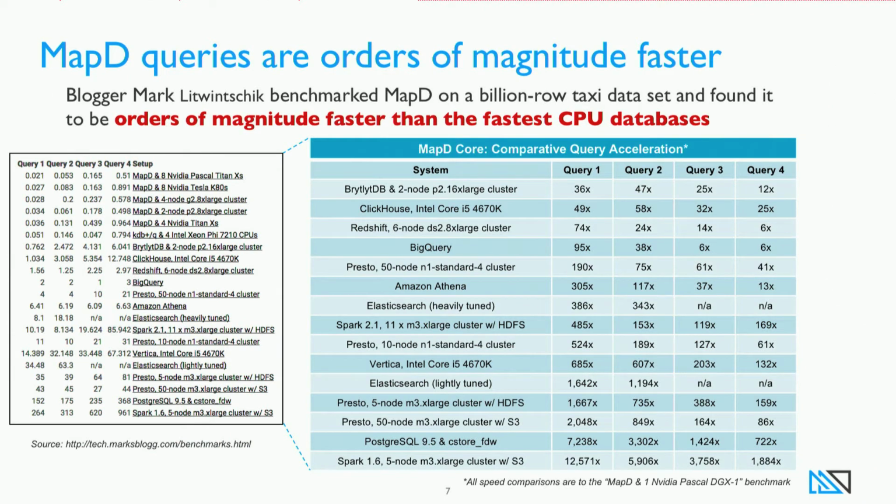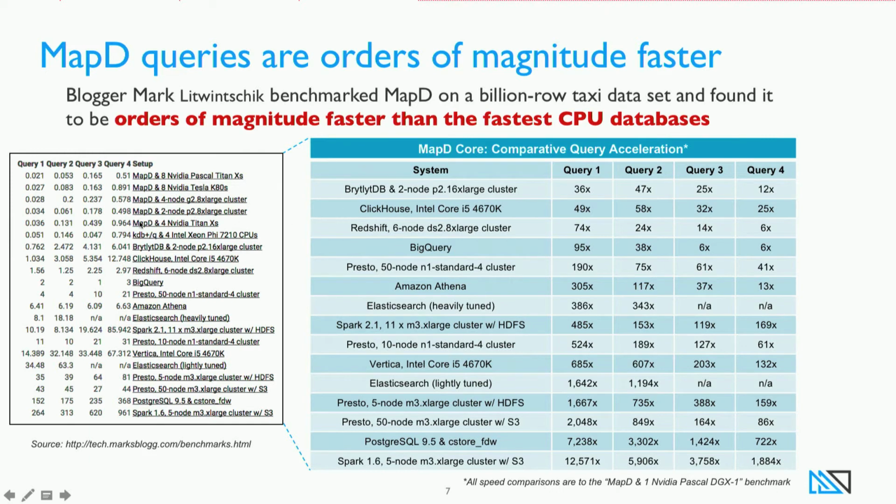So you asked a question of speed. This is this guy, Mark Litwinchik. He's done a number of benchmarks on different systems. Typically, we're orders of magnitude faster than the other systems, even though the other systems are running much larger hardware footprints, like a 50-node Presto cluster, an 11-node Spark cluster, a 6-node, $50 an hour Redshift cluster.